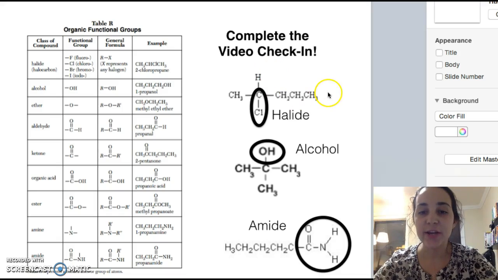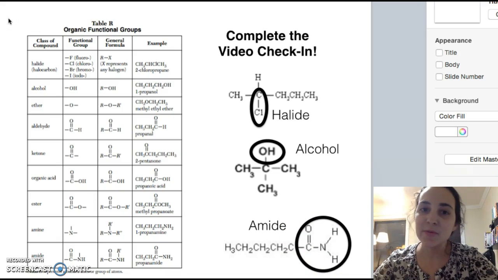All right, and here's your answer key. This first group has a halogen added to it as a functional group, so it's considered a halide. The second group has an alcohol, and the last group has this amide right here. All right, it's time to move on to the practice.